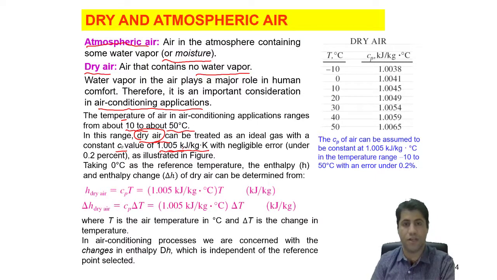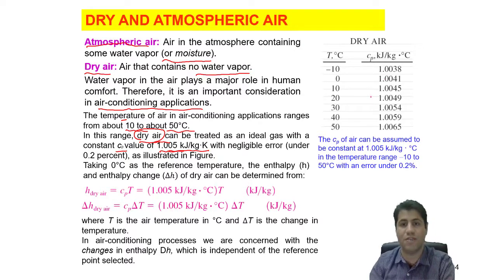So up to here you can see why the dry air definition is important, because the application range of air conditioning systems is between these two temperatures, negative 10 to 50 degrees Celsius. And in this range, dry air, the air without water vapor, can be treated as an ideal gas. Then its specific heat capacity is equal to 1.005 kilojoule per kilogram Kelvin, with a negligible error under 0.2%.